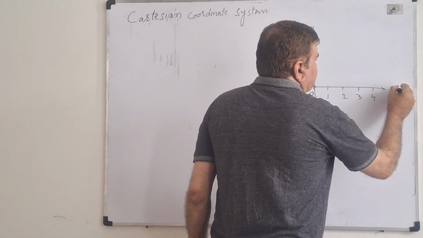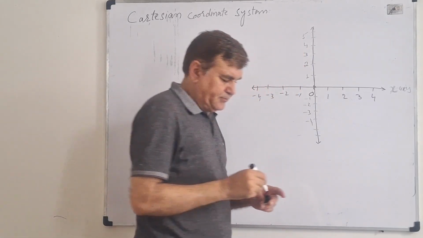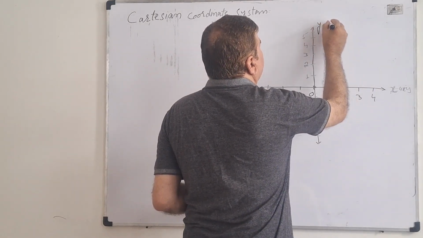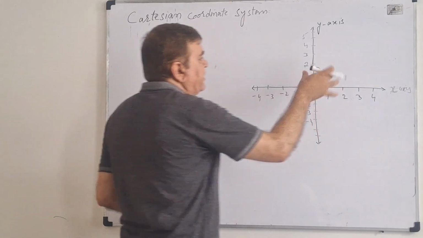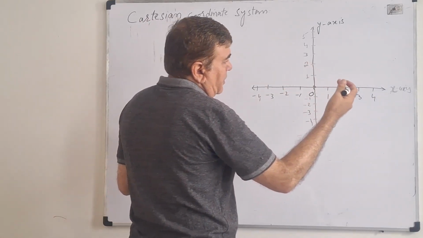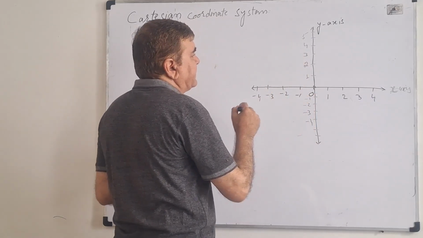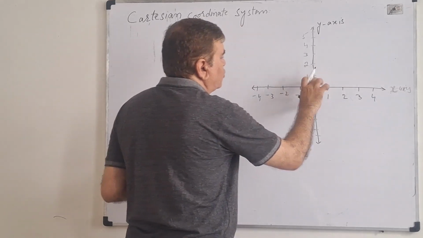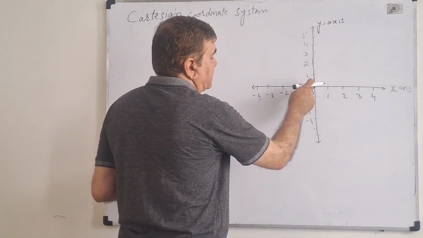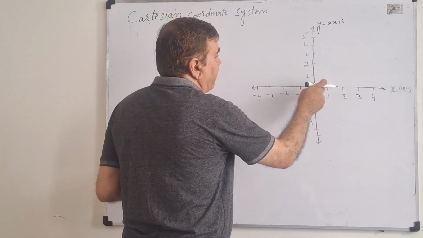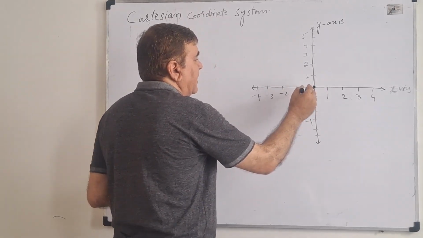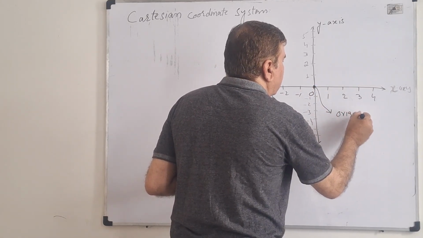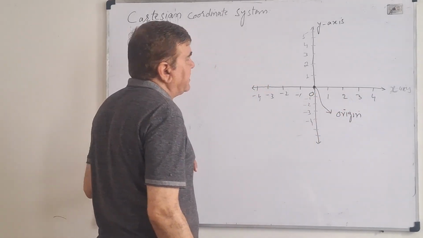and the vertical line we call the y-axis. So we have 2 axes, the horizontal axis and the vertical axis. Then the point at which the 2 lines intersect corresponds to the 0 value of the horizontal line and the 0 value of the vertical line, and is termed the origin of the coordinate system.